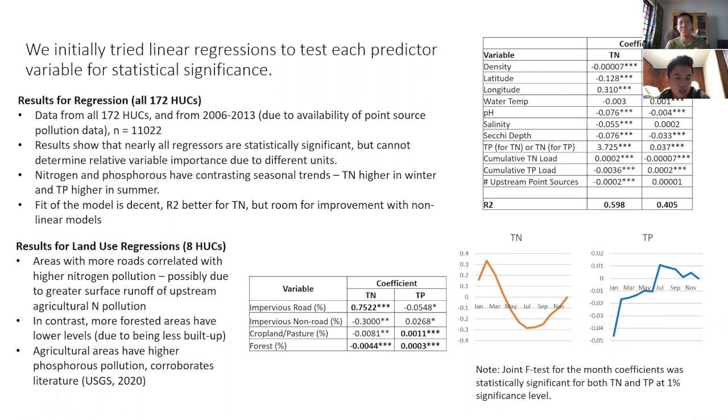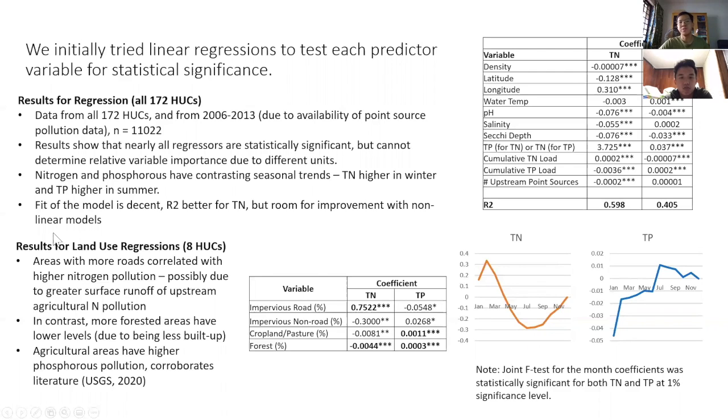The first thing we tried is linear regression, testing each predictor variable for statistical significance. Looking at the results, we see that nearly every predictor variable is statistically significant. That means they contribute some bit to determining the pollution levels for both nitrogen and phosphorus. And interestingly, we see that nitrogen tends to be higher in the winter months, while phosphorus pollution tends to be higher in the summer months.